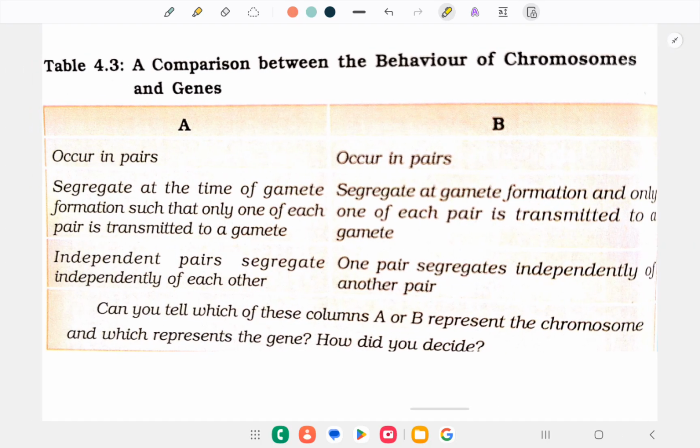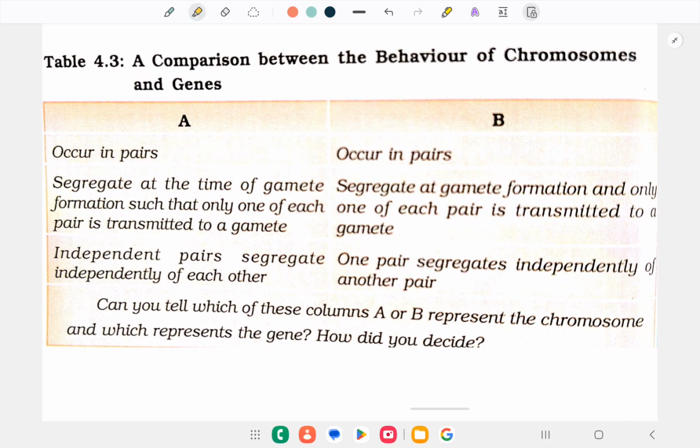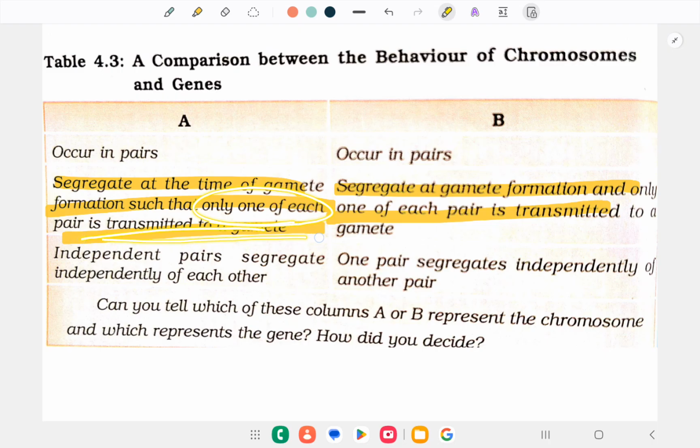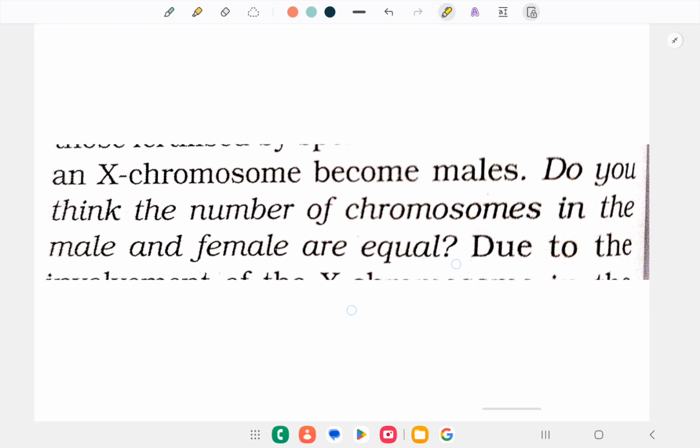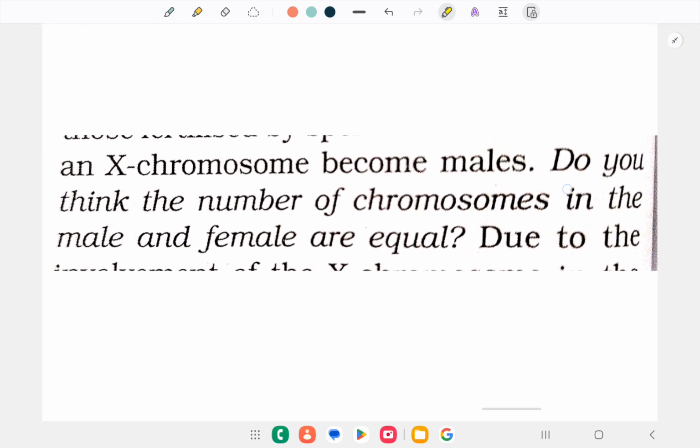We can identify this because of statement 2, which states that these segregate at the time of gamete formation, while these segregate and only one of each of the pair is transmitted to a gamete. So moving to the next question on page number 71, that is, do you think that the number of chromosomes in the male and female are equal?